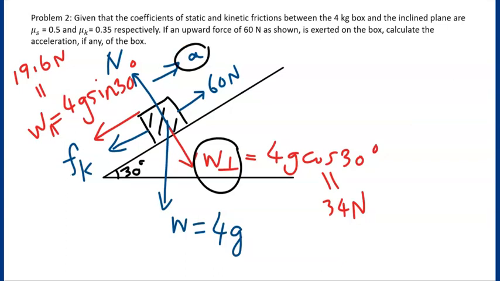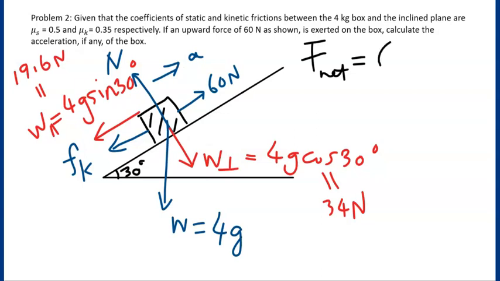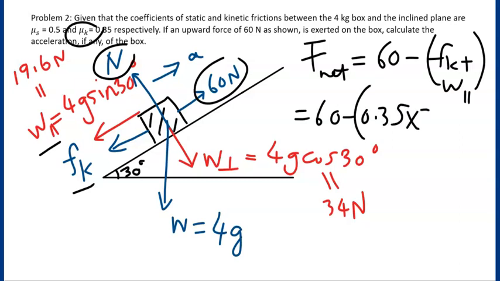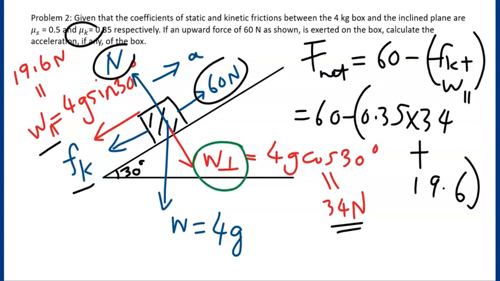Now we are ready to solve for this acceleration. The net force on this object in an upward direction is 60, the applied force, minus the 2 forces that are pulling it downward, which are the kinetic friction plus the component of weight parallel to the plane. So Fk plus W parallel. So what is kinetic friction? Kinetic friction is mu k times the normal force. So mu k is 0.35, the normal force is 34, plus W parallel, which is 19.6. Now, why is it that the normal force is the same as the component of weight perpendicular to the plane? It's because in a direction perpendicular to the plane there is no motion, the net force is 0, so the normal force must be the same as the component of weight perpendicular to the plane.